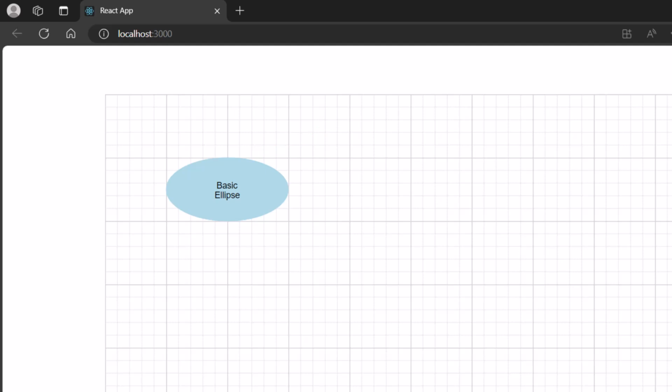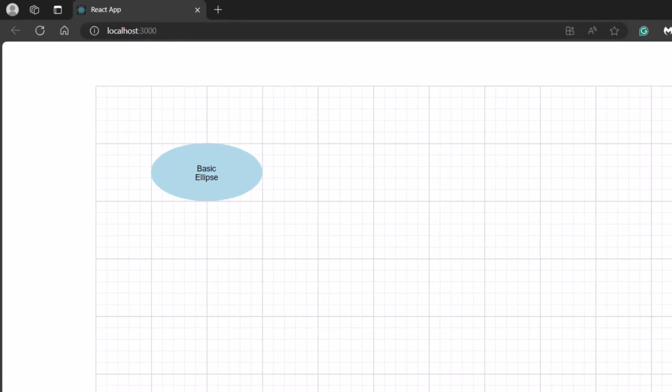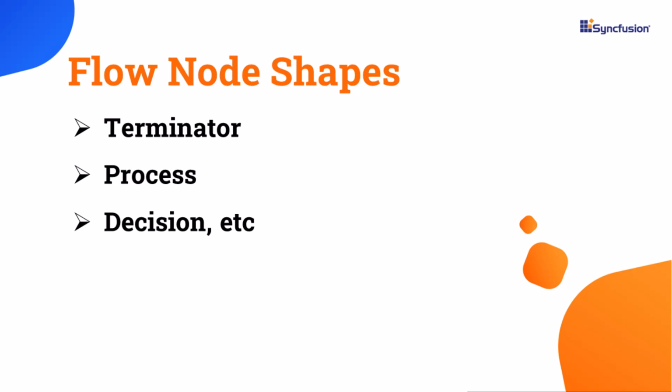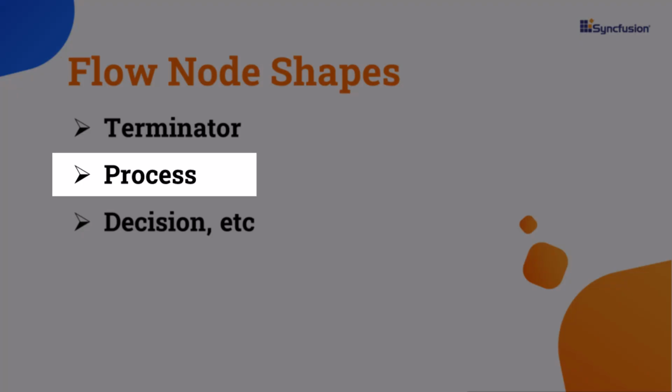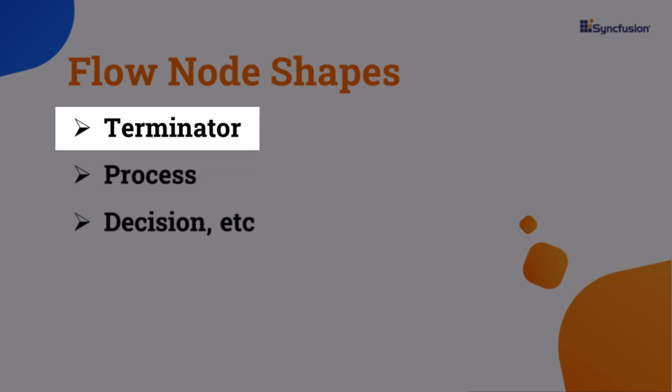Next, I will show you how to create a flow type node. It consists of built-in symbols such as terminator, process, and decision. These symbols are used to represent a process flow for analyzing and designing. The default symbol for flow type is process. I will be creating a terminator shape node instead.